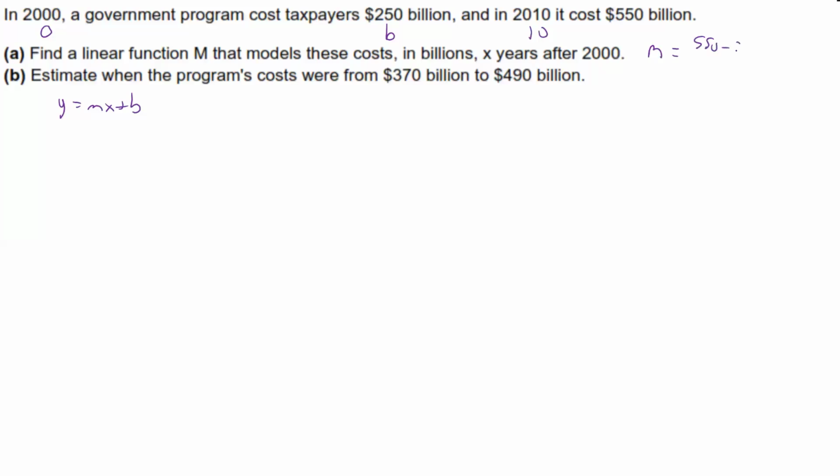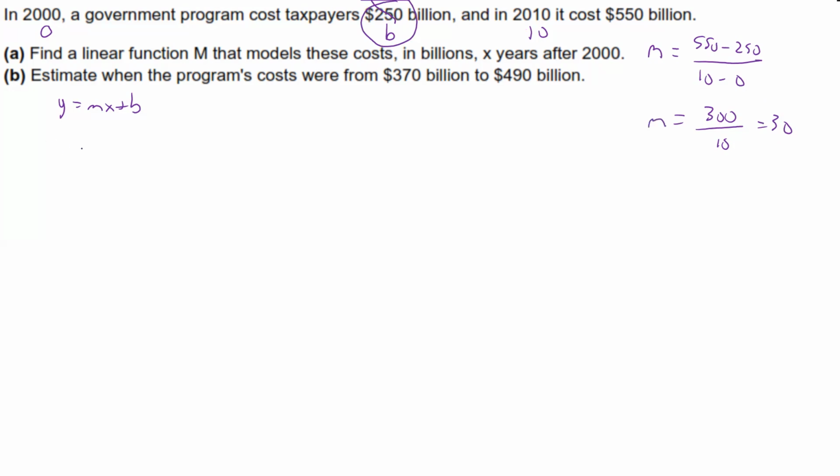Well, our slope is just going to be 550 minus 250 divided by 10 minus 0. Again, we're just taking the upper one minus the lower one, the upper one minus the lower one. And so what do we have here? It looks like 300 divided by 10, which is 30. So now we've got b is 250 and m is equal to 30.